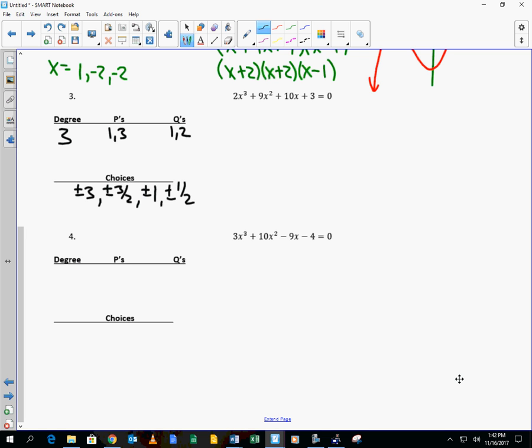Hey, I got a 3 out of 4 chance of getting right as long as I choose a negative. What negative would you like to choose? Sure. Why not negative 1? Negative 1. Let's do negative 1.